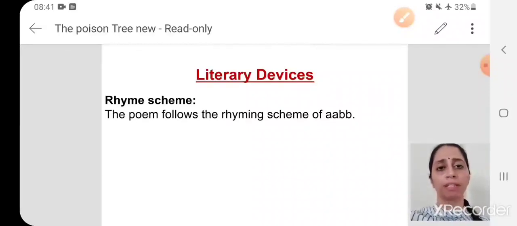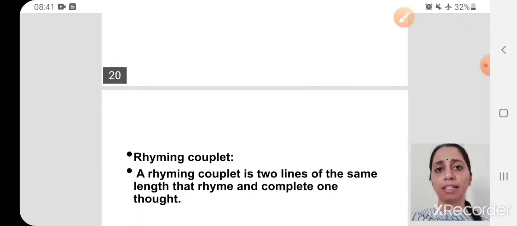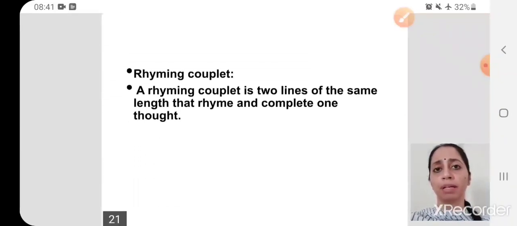So let's see what's the rhyme scheme used in this poem. The poem follows the rhyme scheme of A, B, B. Let us see how. But before that, let us understand what is a rhyming couplet. A rhyming couplet is two lines of the same length that rhyme, okay, and complete one thought. So what's a rhyming couplet? It's two lines of the same length and they rhyme, which means they have a similar rhyming word. Okay, and complete one thought.